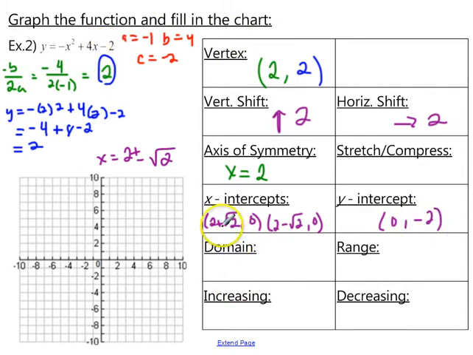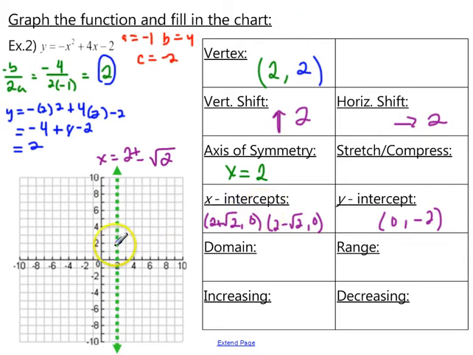So now let's go ahead and graph. First we're going to plot the vertex, which is at (2, 2). And then I also want you to plot the axis of symmetry. Remember, that's going to be the vertical line that goes through our vertex. That's going to help us in graphing this one a little quicker.